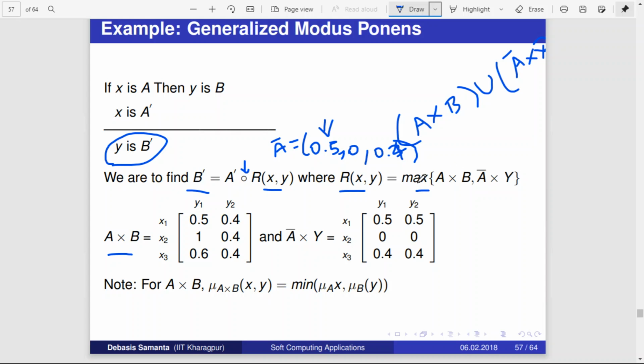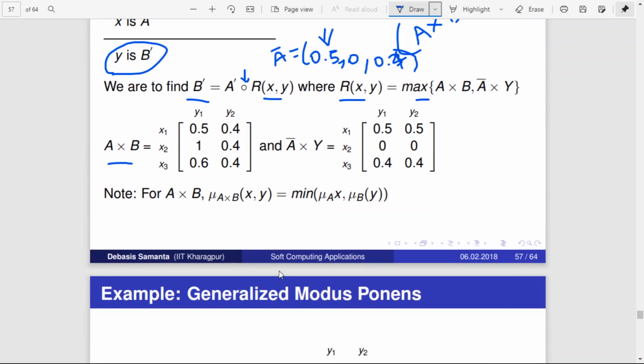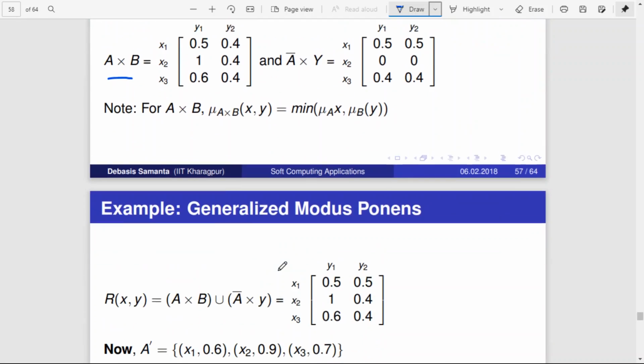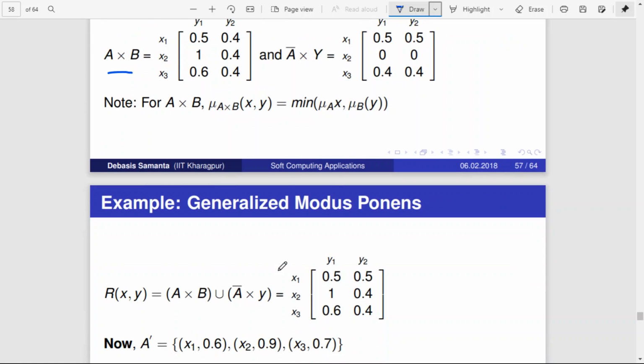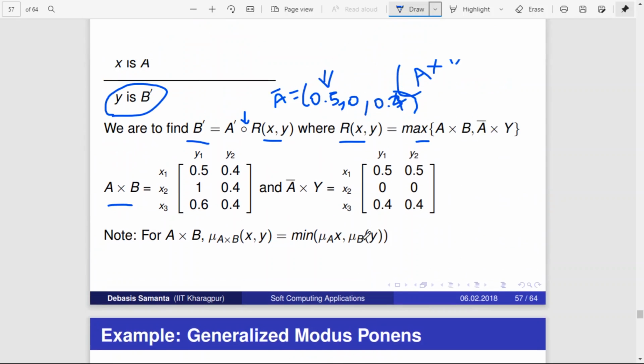Now we calculate the max of this. So that is what will be R. So R is nothing but max of A cross B and A dash cross Y. So 0.5, 0.5, max is 0.5. 0.4, 0.5, it is 0.5. 1, 0, it is 1. 0.4, 0, it is 0.4. 0.6, 0.4, it is 0.6. 0.4, 0.4, it is 0.4. Okay. So this is how we calculated this.